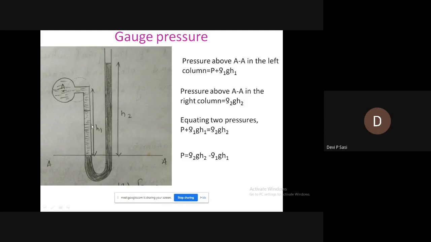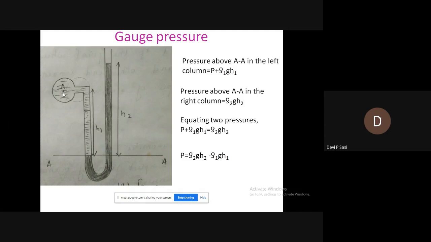ρ1 g H1. Then for this particular point A, we have to find the pressure at point A. That is the question. Let us assume the pressure at A as small p.